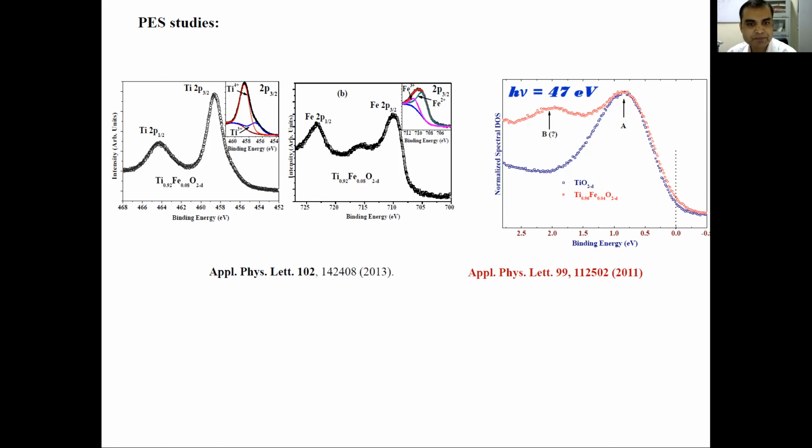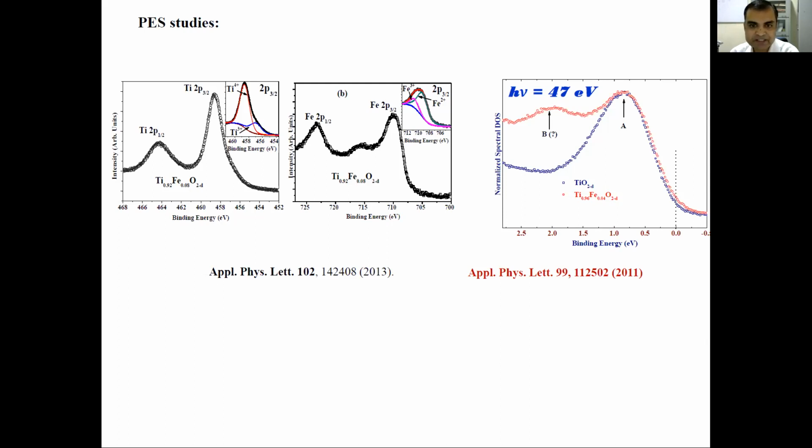But if iron is present in some kind of ionic state, some kind of oxidation state, then your binding energy will be higher, because of course we know that the binding energy of the iron 2p electron for iron in the 0 state will be lower than the Fe2+ state, which will be further lower than the Fe3+ state. So as the ionic state of iron keeps on increasing, the binding energy position also keeps on increasing.